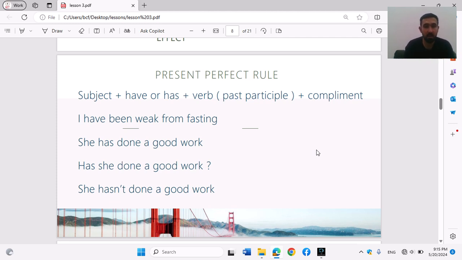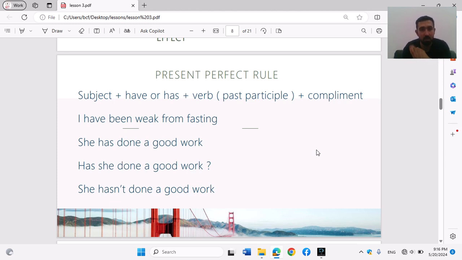She has done a good work. The effect continues. Still, maybe she is successful. Still, she is tidy or something like that. Or has she done a good work? If you want to change the form of present perfect into a question, it's super easy.